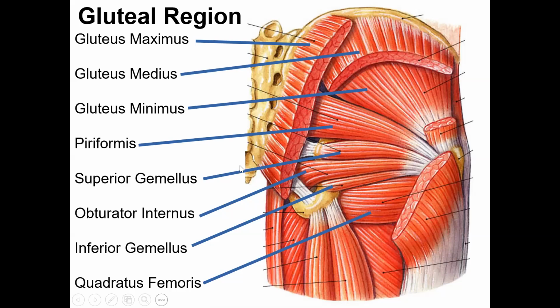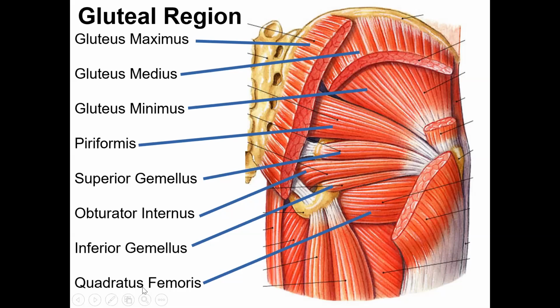thighs. That's going to include piriformis, so this triangular shaped muscle going from the vertebral column here on the midline, running across to the femur. This is piriformis. Inferior to piriformis is superior gemellus. That is separated from inferior gemellus by the obturator internus. And then inferior to that is inferior gemellus. And then the largest muscle of this group is this square-shaped muscle called quadratus femoris.